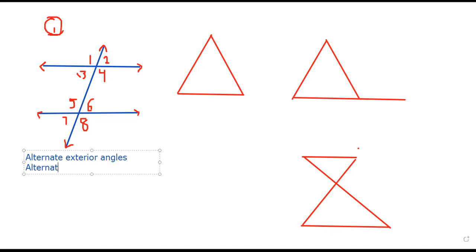Alternate interior. Also, we have vertical. Just a second. So we are talking about the angles once we have two parallel lines. So we have a pair of alternate exterior angles, and we have alternate interior angles. What is the third type of angle which we can find here? In case we have two, corresponding. Yes, thank you. Corresponding.